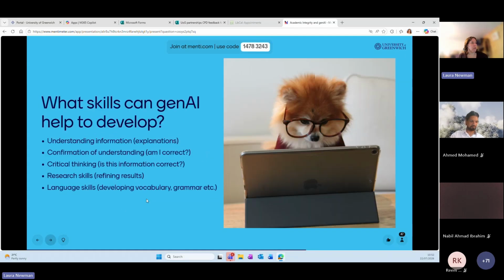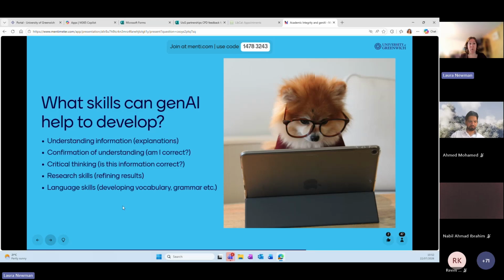Okay, so I've put some very basic ideas there of, again, this is the kind of thing that I would talk to students about. So what skills can it help you to develop? In terms of their academic work, it can help them to understand information, so it can explain things to them. So explain a complicated concept, for example. It can confirm their understanding, so they can check that they are right in their understanding of something. So do I understand this concept correctly, for example, or does this mean what I think it means, kind of thing.